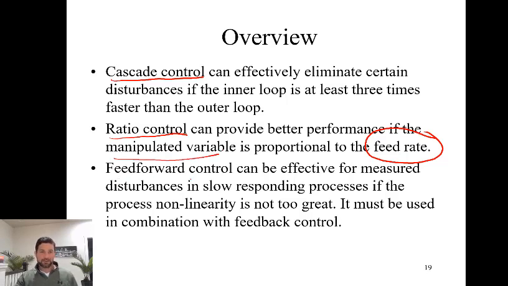And then finally, we talked about feed-forward. It can be effective for measured disturbances in slow processes, or other types of disturbances that really can't be accommodated using cascade or ratio control.